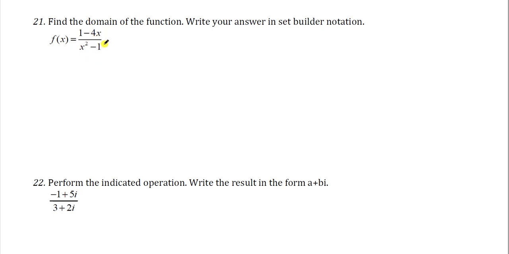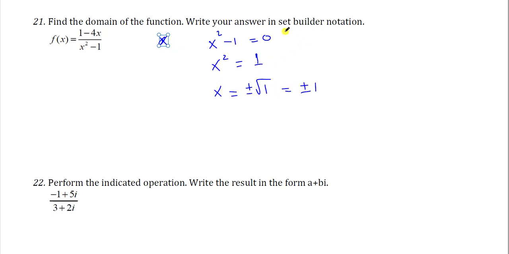Therefore, I need to figure out what value makes the denominator x squared minus 1 equal to zero. That means we solve x squared minus 1 equals 0 and find those points. Adding 1 on both sides, I have x squared equals 1, so x equals plus or minus the square root of 1, or plus or minus 1. So the domain should be everything except when x is equal to 1 or x is equal to minus 1.